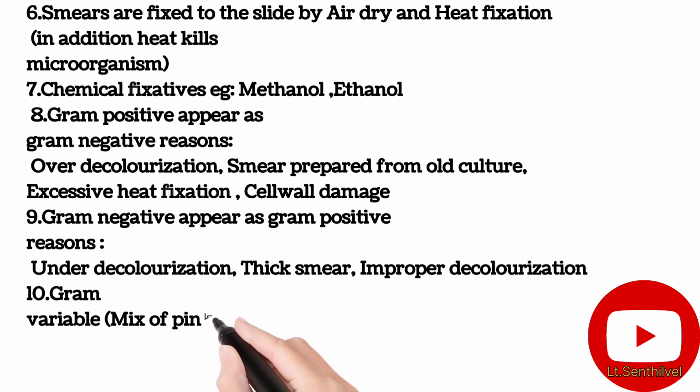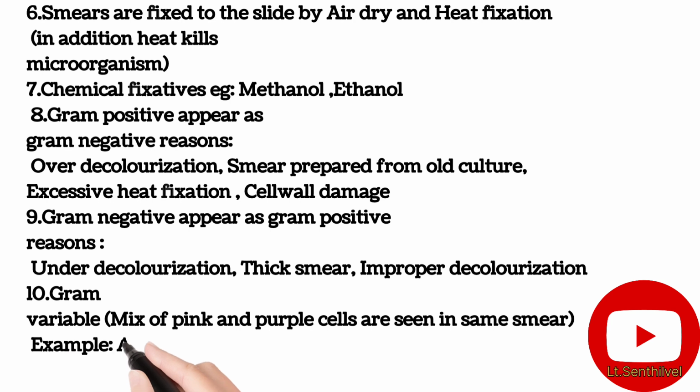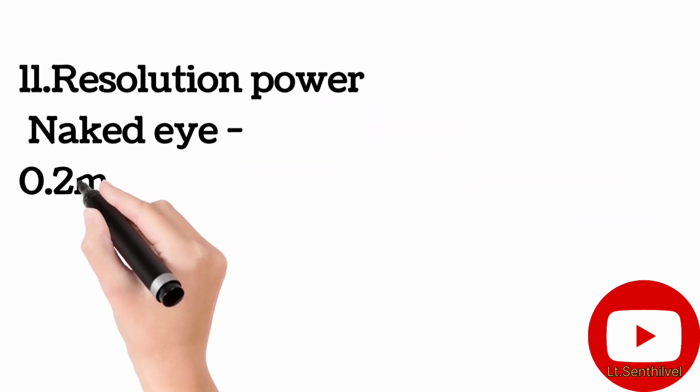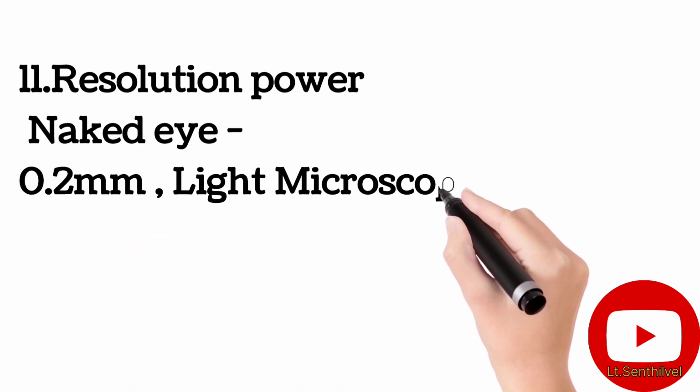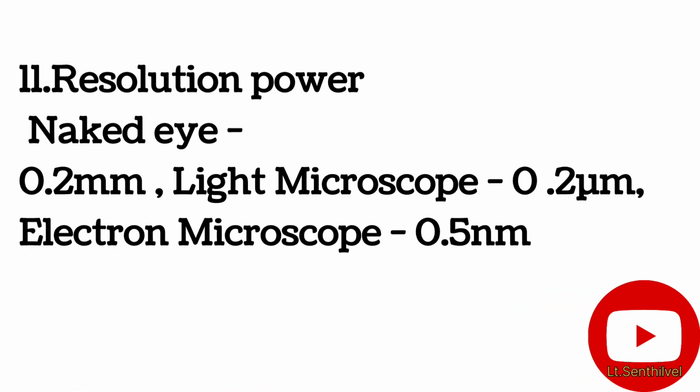10. Gram-variable: a mix of pink and purple cells are seen in the same smear, e.g., Actinomyces, Bacillus, Clostridium. 11. Resolution power: naked eye 0.2 mm, light microscope 0.2 micrometers, electron microscope 0.5 nanometers.